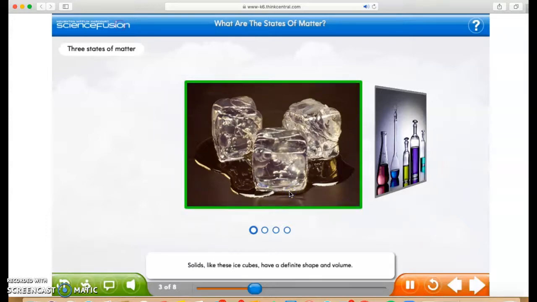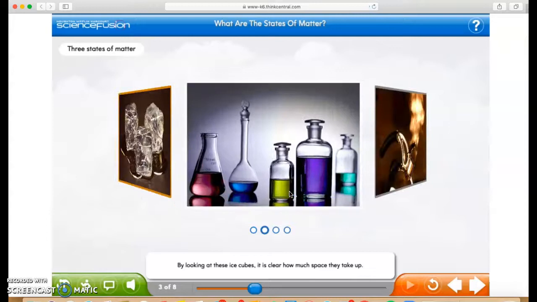Solids, like these ice cubes, have a definite shape and volume. Volume is a measure of how much space matter takes up. By looking at these ice cubes, it is clear how much space they take up. So a solid ice cube, you can tell how much space it takes up. You could even measure it with a ruler before it started to melt. Let's see about these guys.